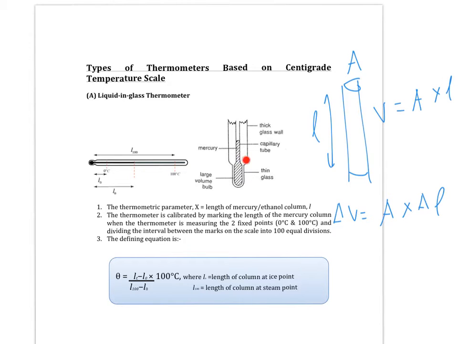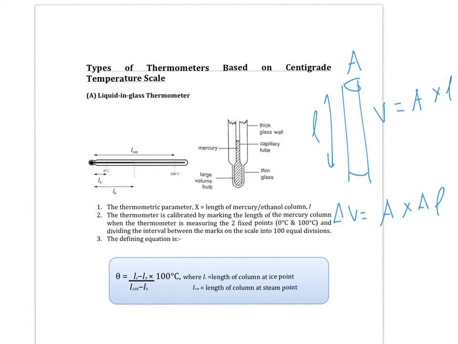So surrounding the capillary tube will be a thick glass wall. That one is to prevent heat from being transferred through this side. We only want heat to transfer through the large volume bulb. The advantages and disadvantages of this thermometer are actually given in the second last page of this chapter, if you refer to your notes.